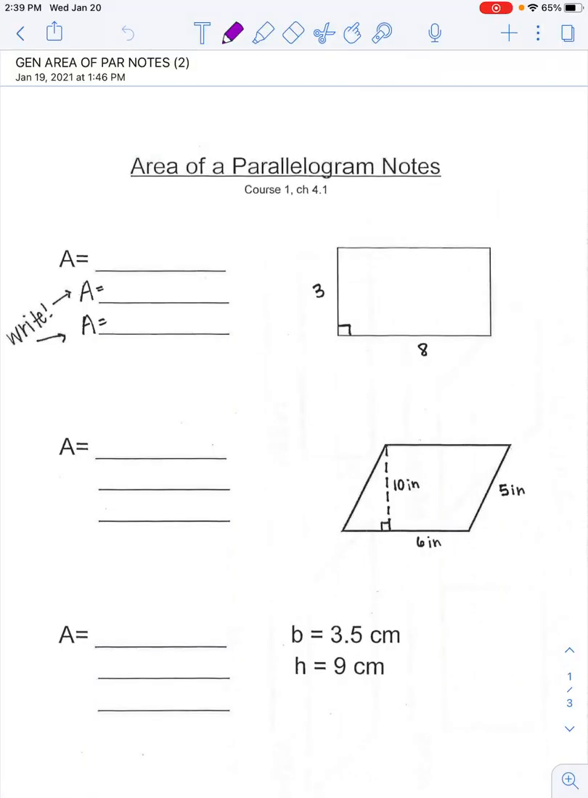For those of you who are out today, we are starting chapter 4. Today with section 1, we're going to start talking about finding the area of a parallelogram.